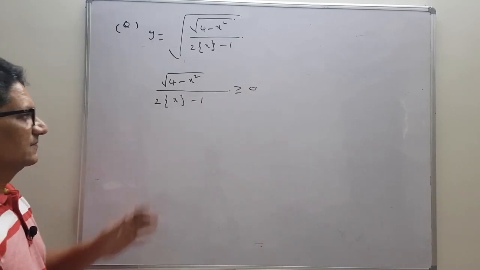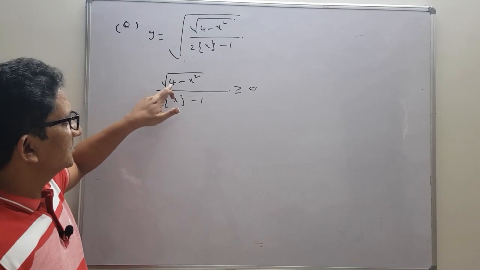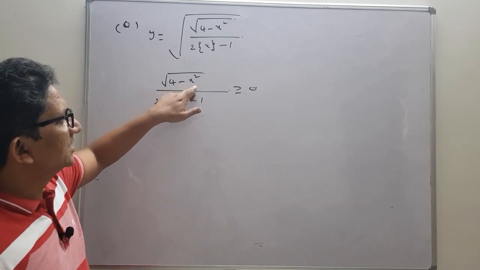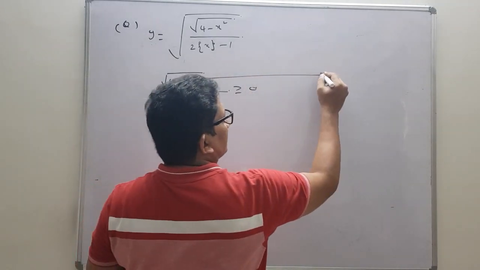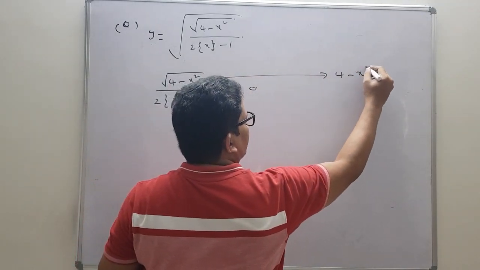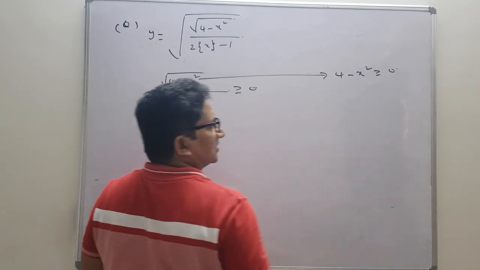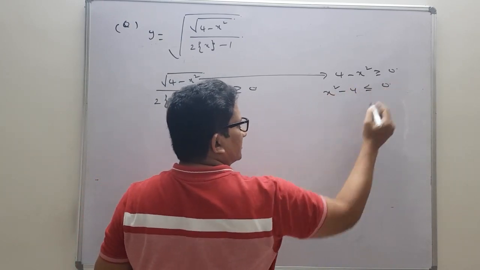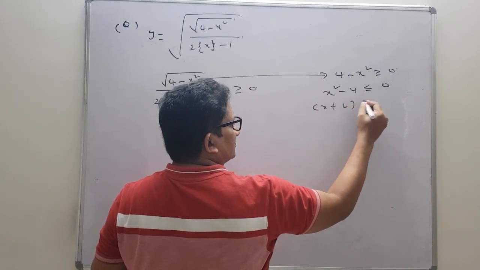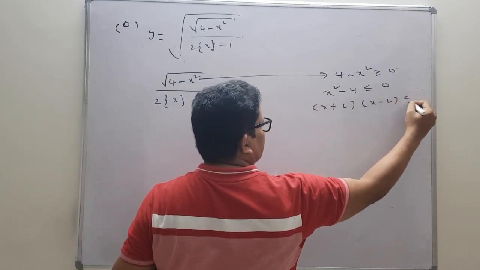So this is the first part. Now in this part again, we have to maintain this 4 minus x square as positive. So this I will deal with separately. We need to maintain 4 minus x square greater than or equals to 0. That means x square minus 4 is less than or equals to 0. So that is x plus 2 into x minus 2 is less than or equals to 0.